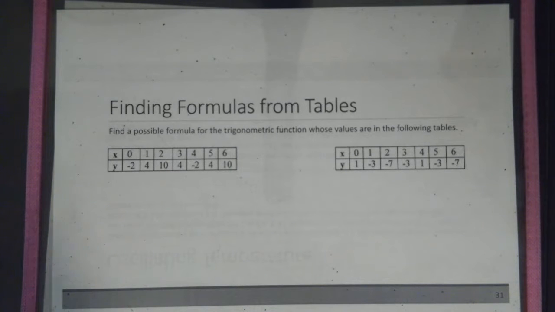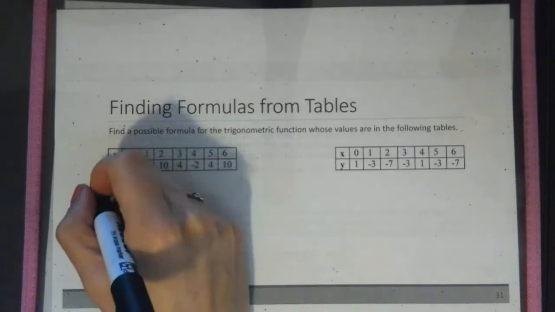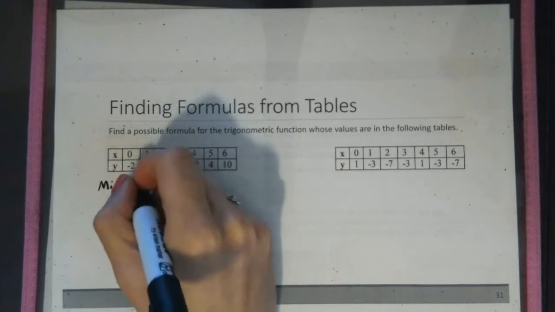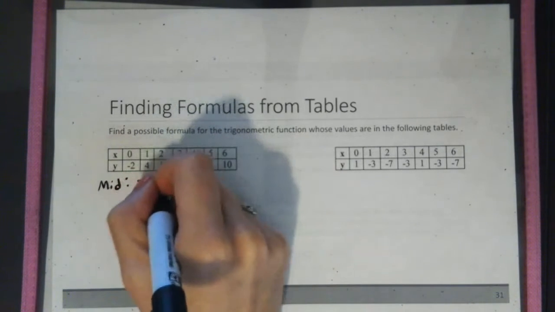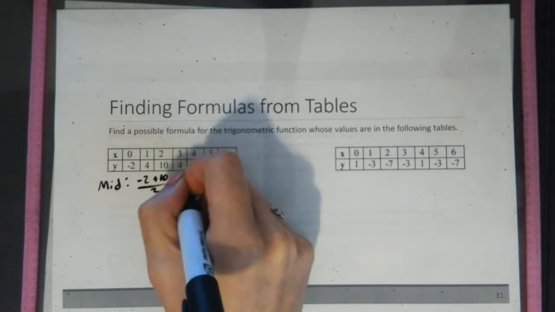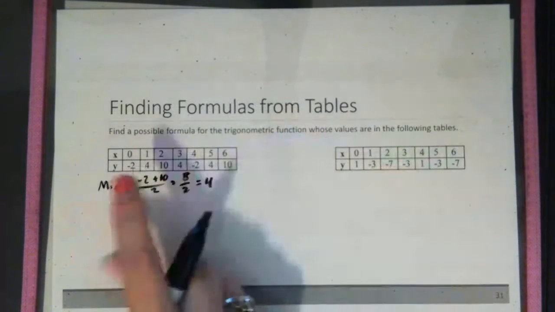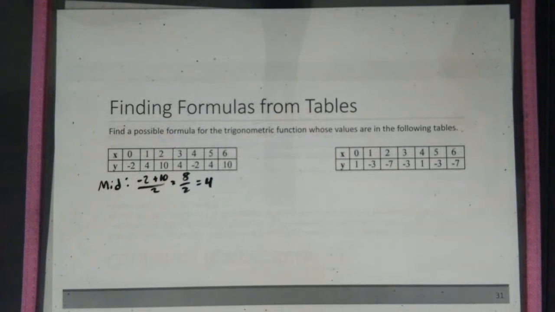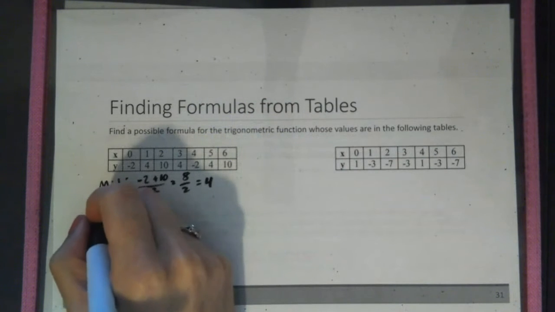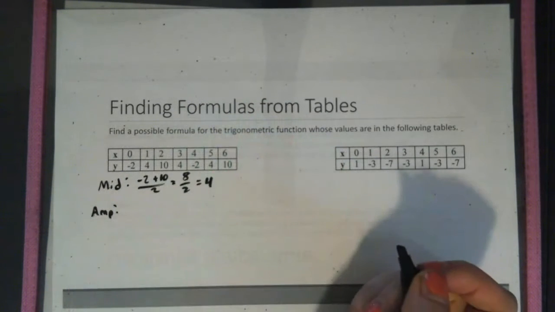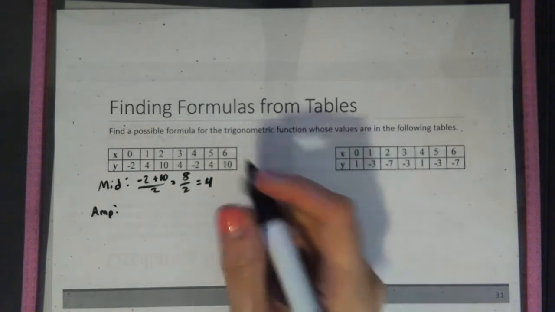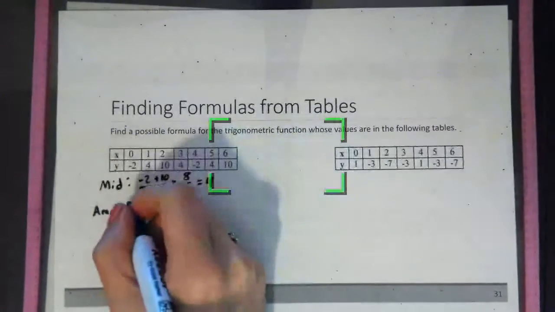Let's start by finding our midline. Our midline is the midpoint between the low and the high. So if we average our low and our high, we should get our midpoint. For the midline, I can take -2 plus 10 divided by 2. That's 8/2, which is 4. Hey, how convenient. It looks like 4 was our middle point anyway. So we have our midline. We can find our amplitude because the amplitude is the distance from the midline to the highest. So from 4 to 10, that's going to be 6.